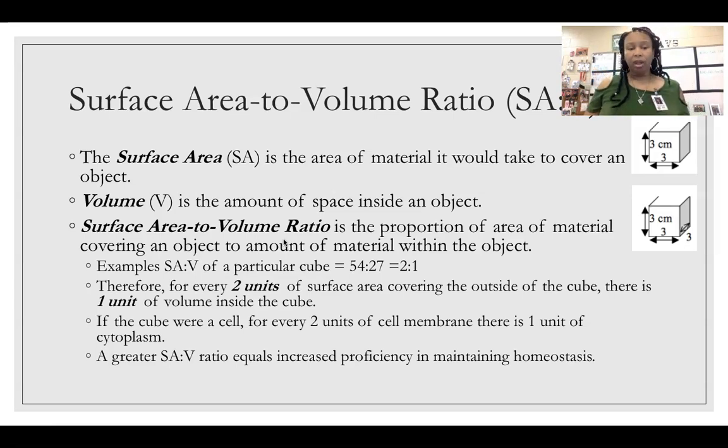Now, for example, if you have a particular cube where it has a surface area of 54 and a volume of 27, then your surface area to volume ratio would be 2 to 1. You want to always make sure that your volume is 1, okay? So in order to do that, I'm going to divide 27 by 27, which gives me 1, and then I'll divide my surface area by 27, which will give me 2. So what that means is that for every one unit of volume, there should be 2 units of surface area.